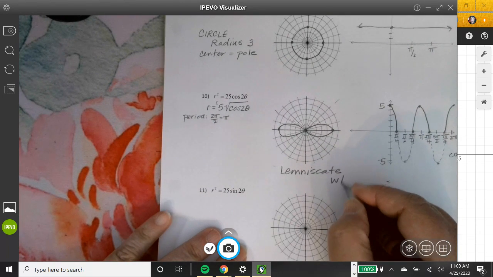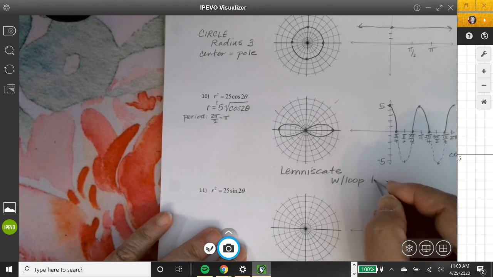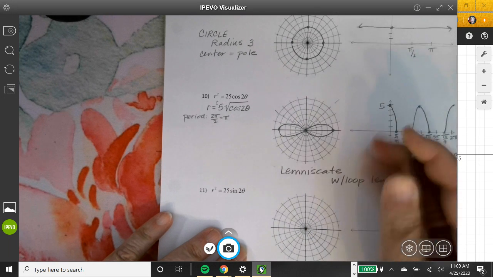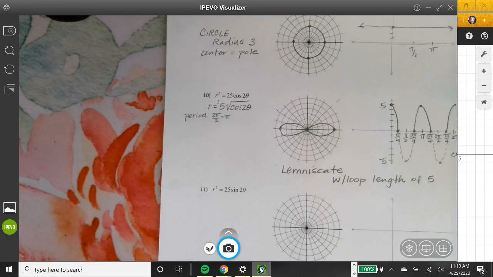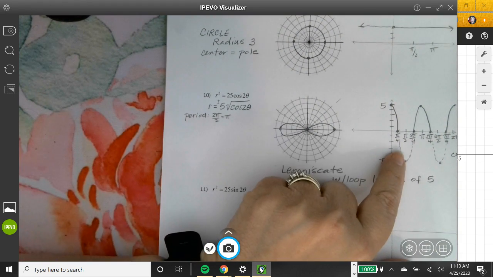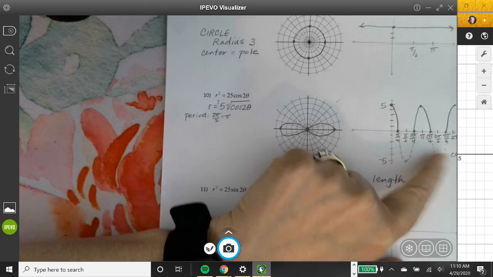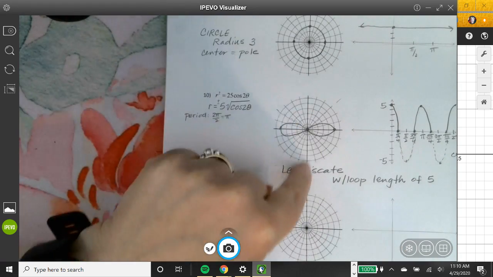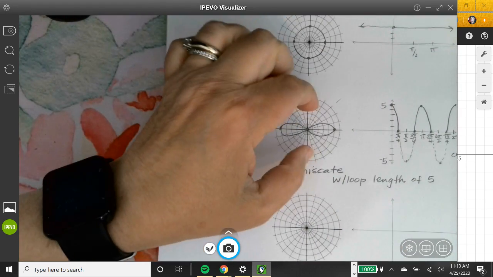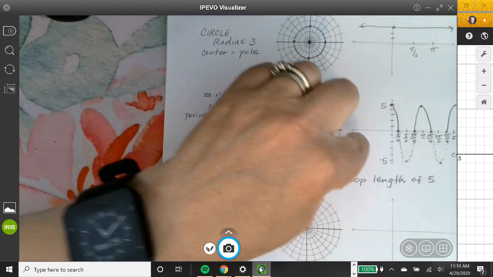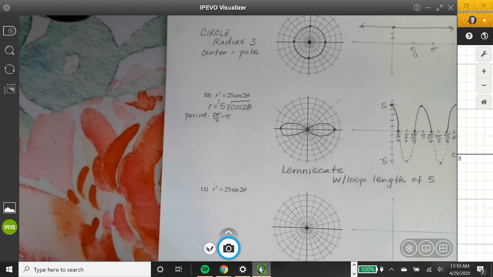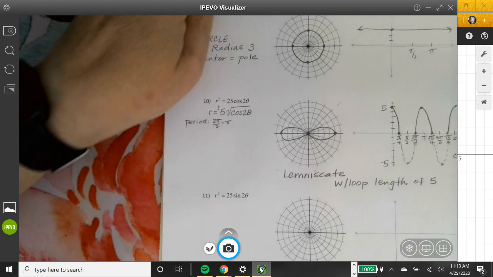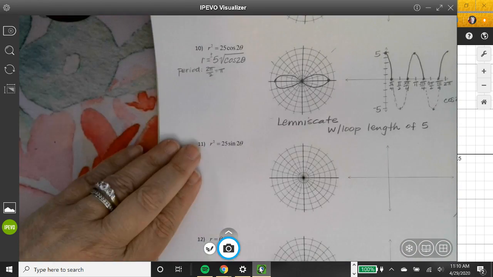And this is with width, loop length. There's some alliteration there. Lemniscate with loop length of 5. Okay? And what's happened when you take the square root is effectively we're taking the top and the bottom parts off here, the petals off because we can't take the square root of negative numbers. Okay? All right, so let's do another one with the sine curve.